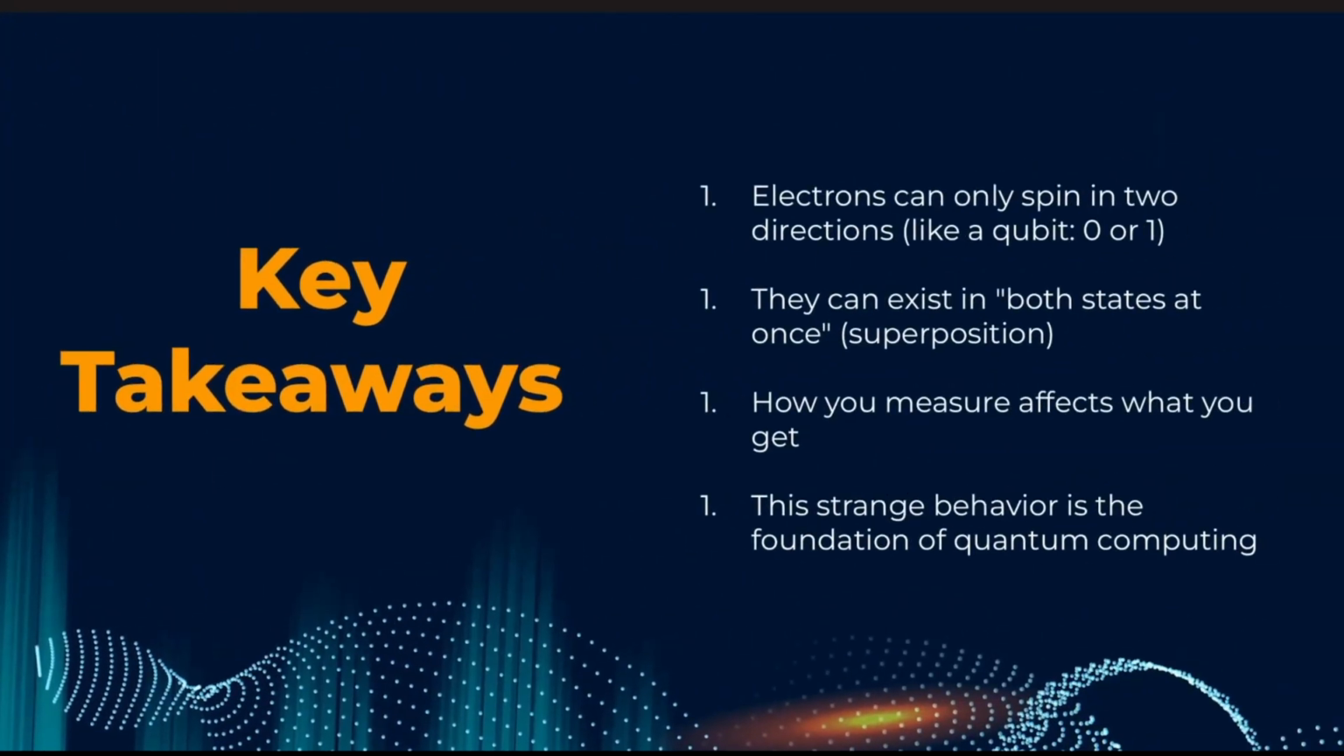So the key takeaways that we have are that electrons can only spin in two directions. This is like ones or zeros in the classical computer. And then electrons can also exist in both states at once. And this is the idea of superposition, thinking back to the coin flipping and being both heads and tails at the same time. We also have how you measure things affects what you get. And this is how we measure the coin. Whenever the coin lands on our hand, we can measure that it is heads or it is tails.